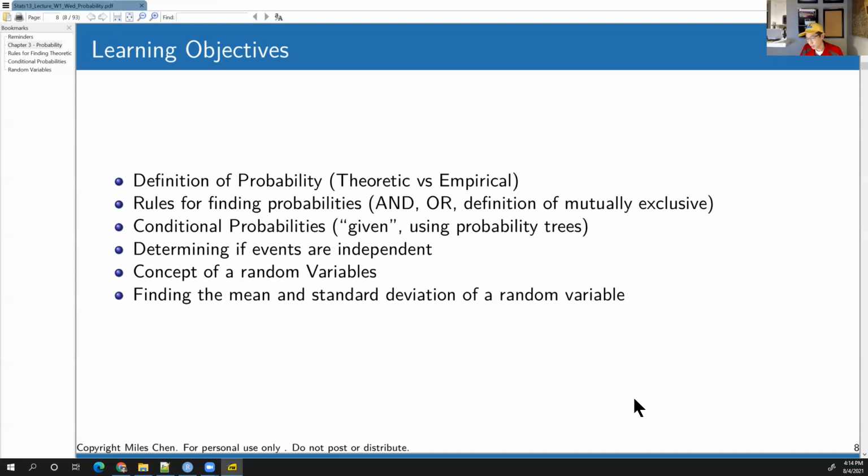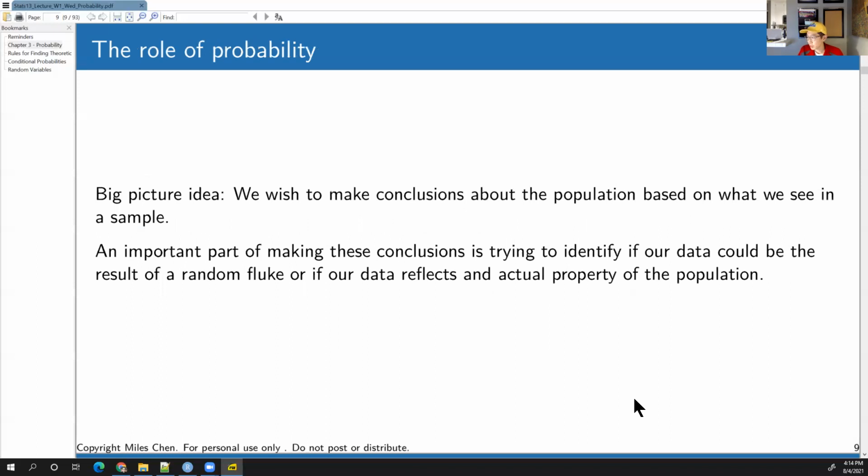And then we will introduce random variables, and that's a very important concept, just because pretty much after this lecture, we're going to be dealing with random variables a lot, okay? And part of dealing with random variables is going to be finding the mean and standard deviation of a random variable.